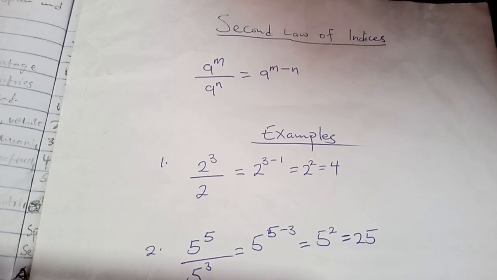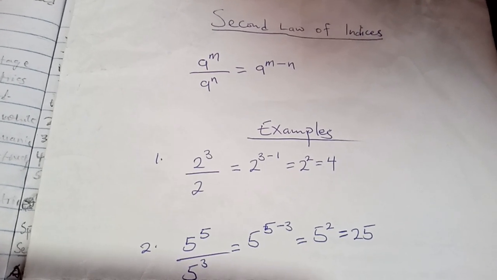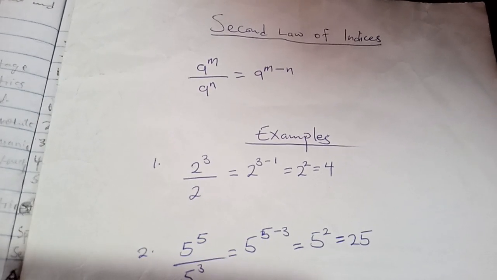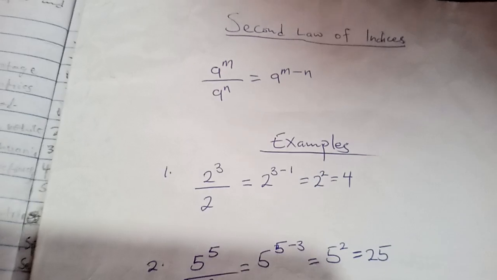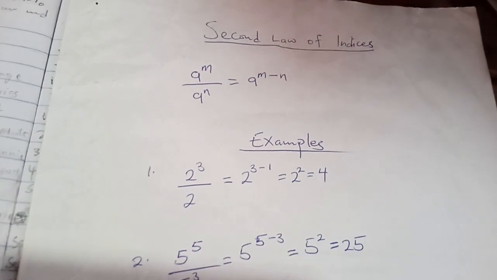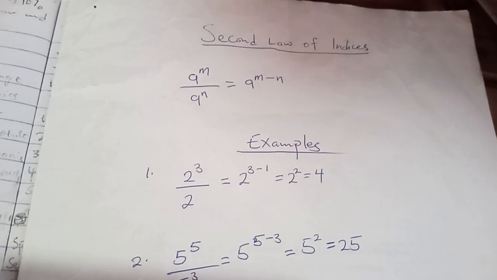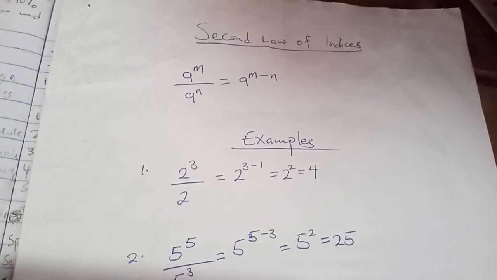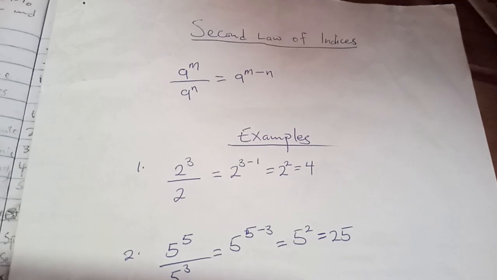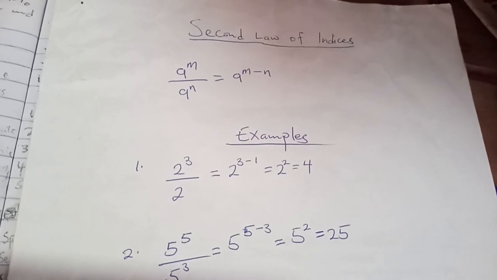So the last time we looked at the first law of indices. Today we'll be looking at the second law of indices. We'll look at the second law and see how it is. So, the second law of indices: we have a to the power m divided by a to the power n.